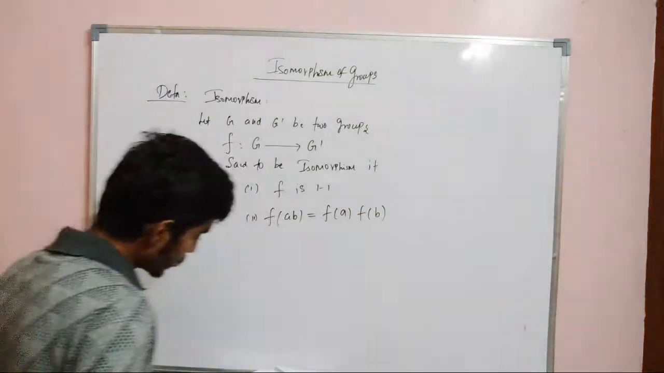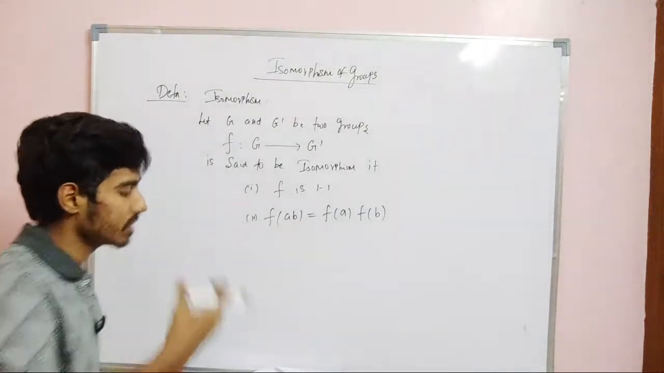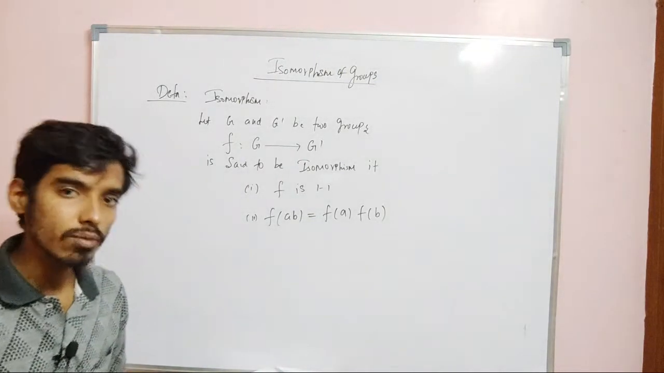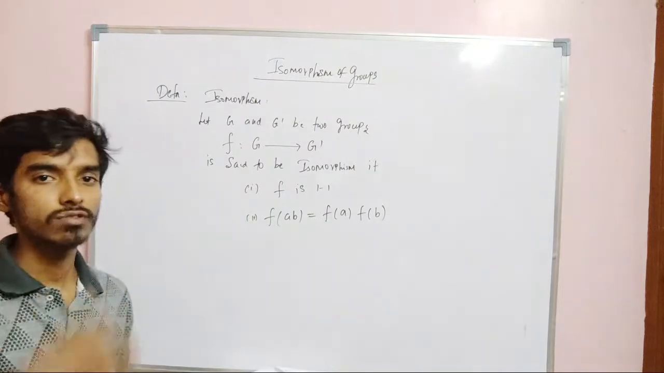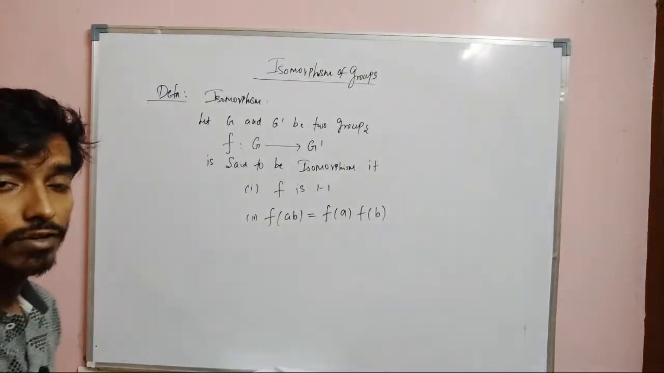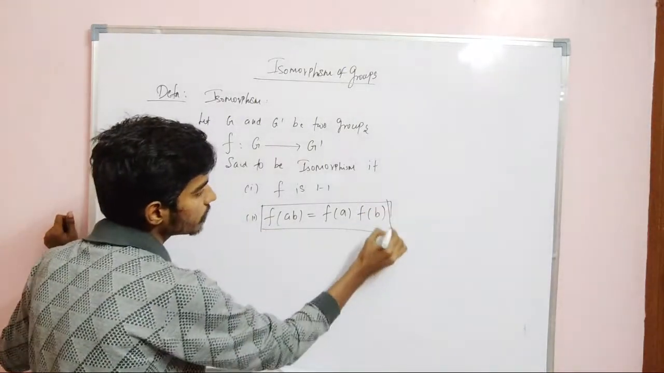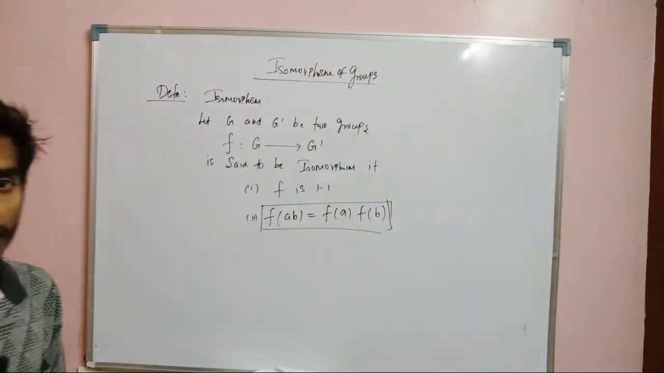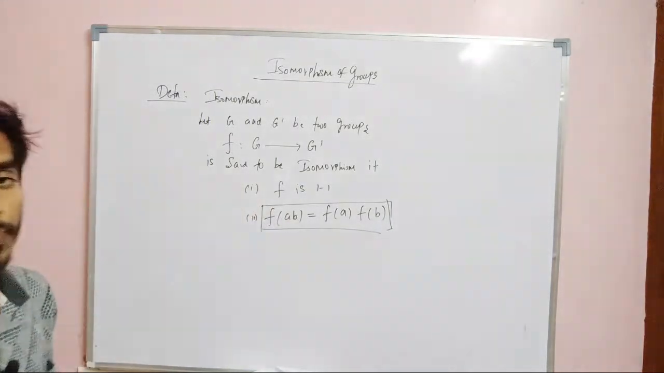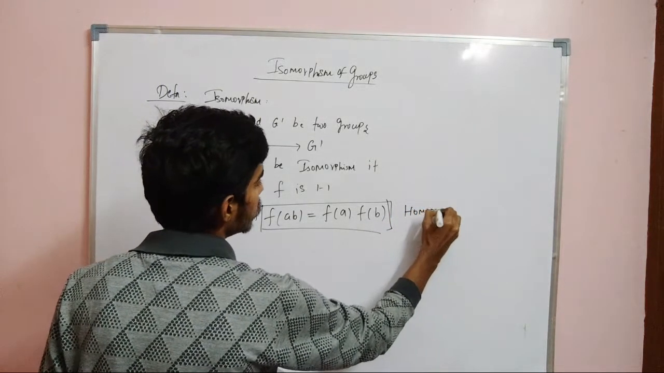Actually, in this book they are following a different way. If you look at the standard textbook, first they will define homomorphisms, and then they will extend homomorphism to isomorphism. But they are following the reverse in this book. First they define isomorphism, and then they define homomorphism. So this condition is called homomorphism. We will define this later, so just understand this homomorphism.